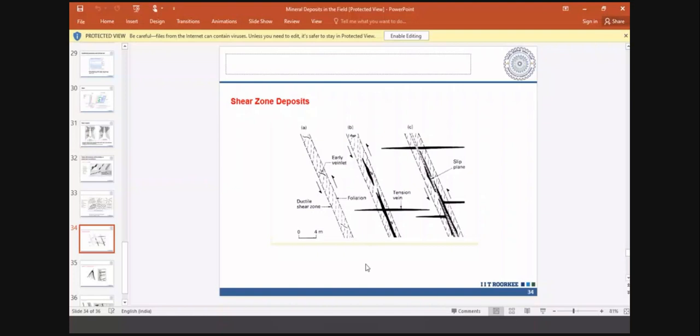What do you see on the screen? Shear zone deposits. Can you tell me what are shear zones? Sir, a tabular sheet-like structure. I just asked you what is a shear zone. I did not ask anything about the structure. I asked what is a shear zone. When we have shear stress on a surface. Okay. So what does it create?